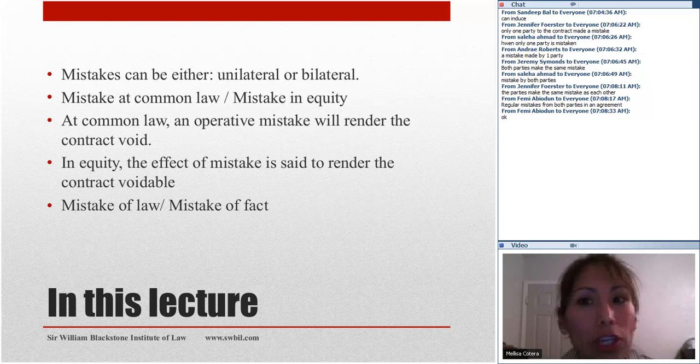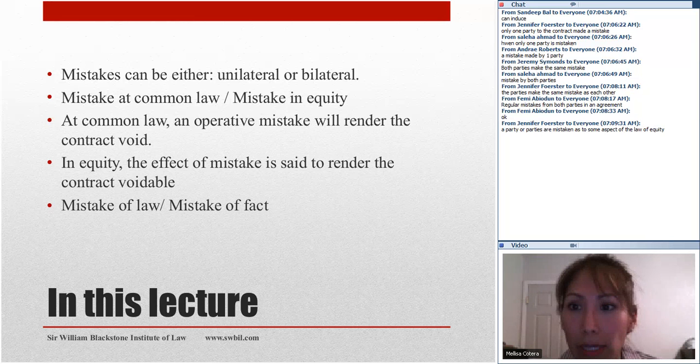Now, talking about the other points that are mentioned in this slide. What do you understand by mistake in equity? What do you think is mistake in equity? Okay. Mistake in equity is doubted now in English law. A party or parties are mistaken as to the law of equity. Yes, that's a good answer. Nowadays, as I mentioned, mistake in equity is doubted in English law.